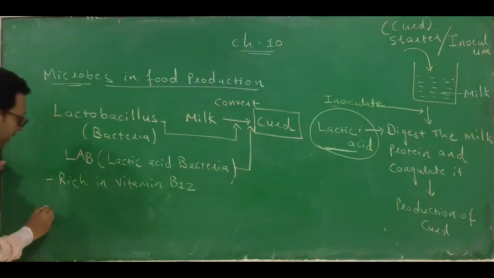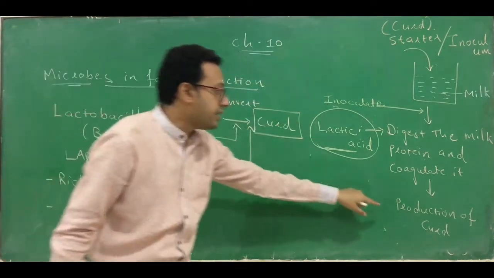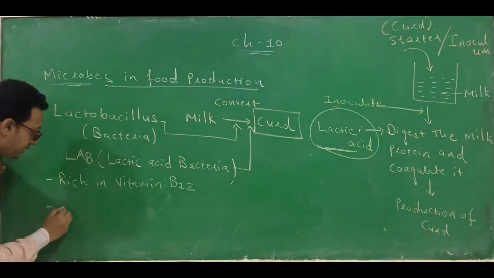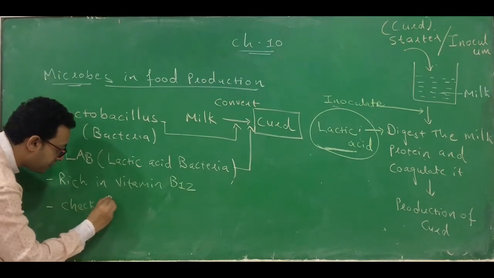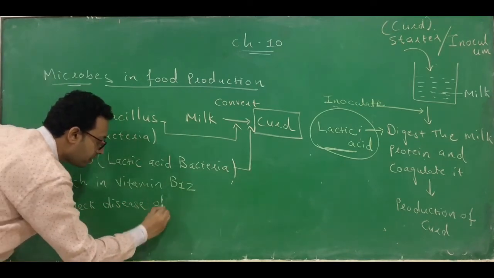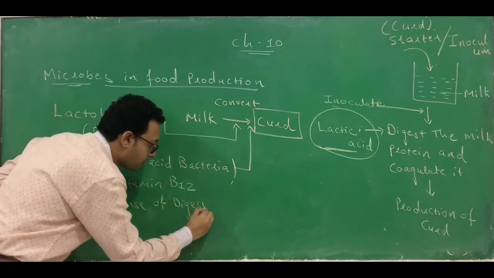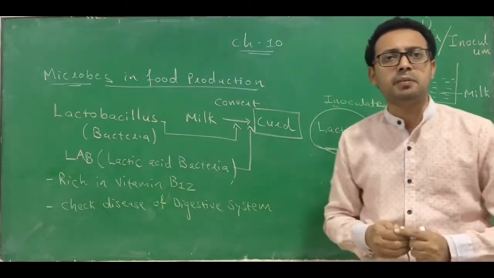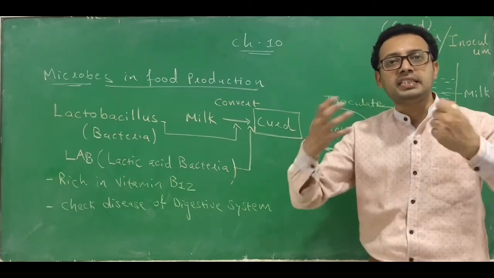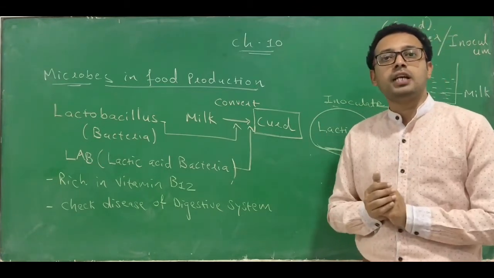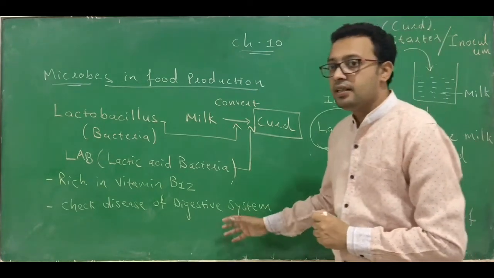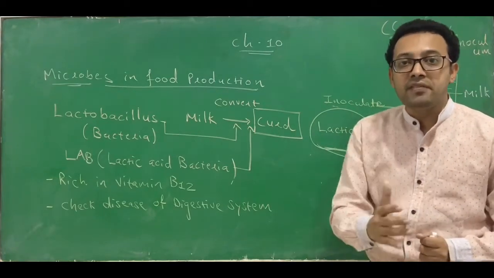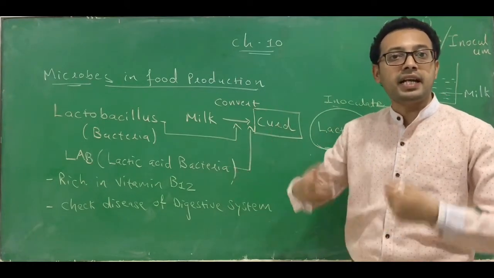Another advantage is that the curd that is produced has lactobacillus and lactic acid bacteria. So it helps in checking disorders of the digestive system. There are two types of bacteria, a good type and a bad type. Both types exist in our body. But this curd bacteria is useful to us. They kill, control or prevent the growth of harmful bacteria in our stomach and digestive system, and protect you.